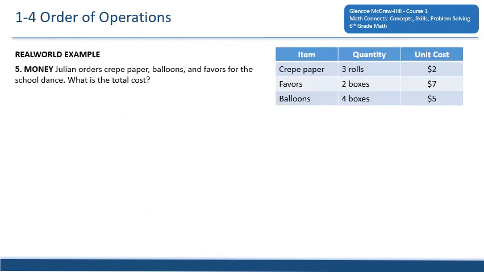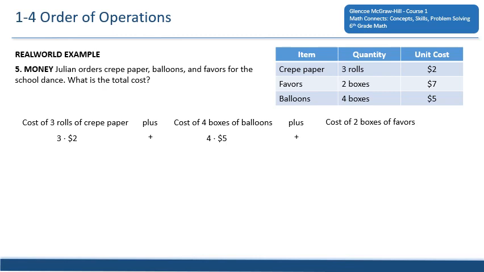All right, real world example. Julian orders crepe paper, balloons, and favors for the school dance. What is the total cost? So over to the right, we have a table with the items, the quantities, and the unit cost. So we need to put this into an expression. Cost of 3 rolls of crepe paper, 3 times $2, plus cost of 4 boxes of balloons, that's 4 boxes times $5, plus cost of 2 boxes of favors, 2 boxes times 7.